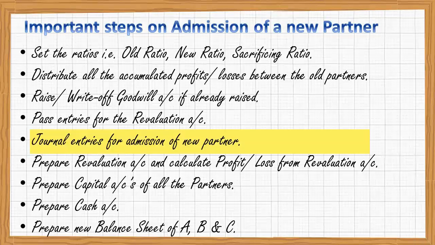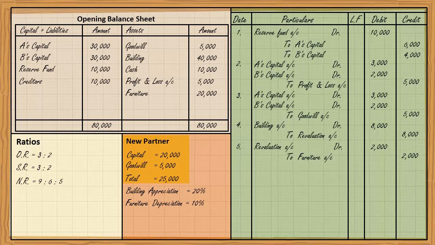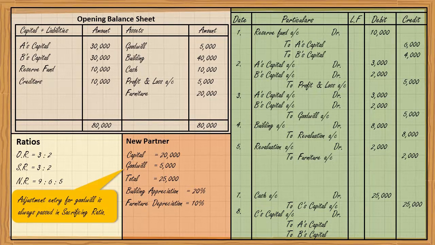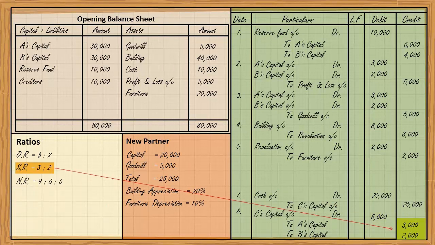Now the journal entry of incoming partner, he is bringing 25,000 rupees. So journal entry will be cash account debit to C's capital 25,000 rupees. C's capital to A's capital, to B's capital. This is the adjustment entry for goodwill. You know, adjustment entry of goodwill is always passed in sacrificing ratio. And the sacrificing ratio is 3:2. So the amounts will be 5,000, 3,000 and 2,000 rupees.